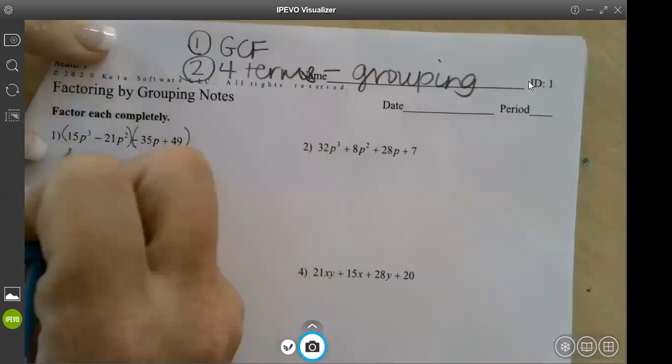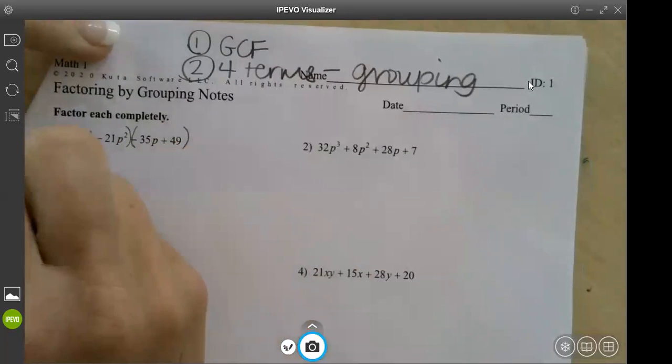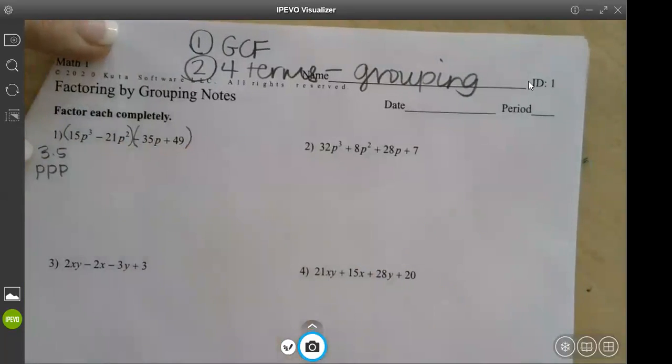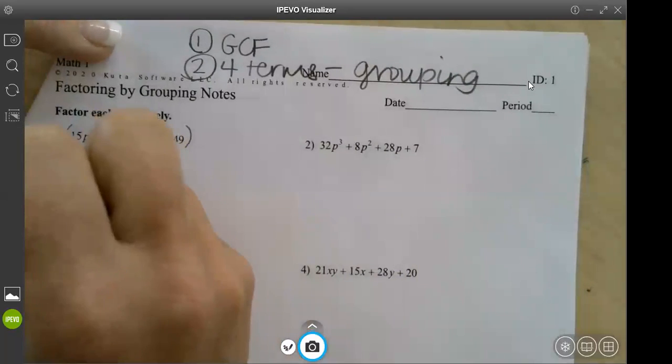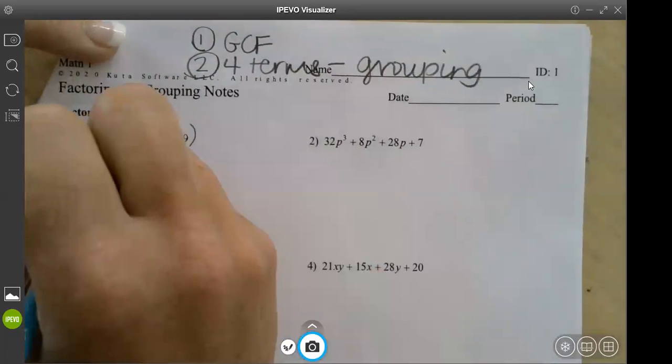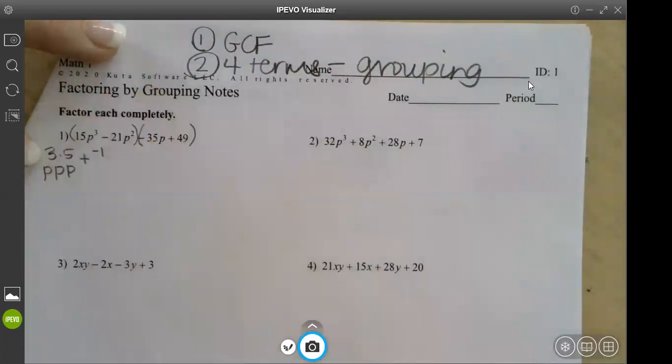All right, so on this first one, 15 is 3 and 5, and 3p. Remember, we always do a plus. We have a negative 21. So anytime there's a negative, we write a -1.